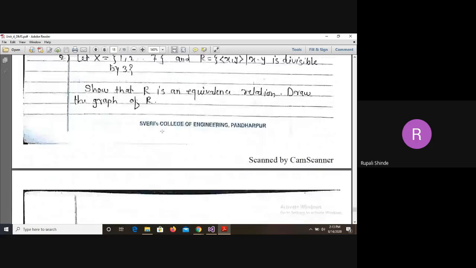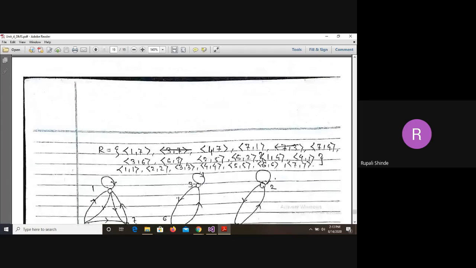So again, remaining ordered pairs like 2 comma 5, 5 comma 2, 3 comma 6, 6 comma 3. Again, all the ordered pairs 1 comma 1, 2 comma 2, 3 comma 3, 4 comma 4, 5 comma 5, 6 comma 6 and 7 comma 7. So why have we included all these ordered pairs?